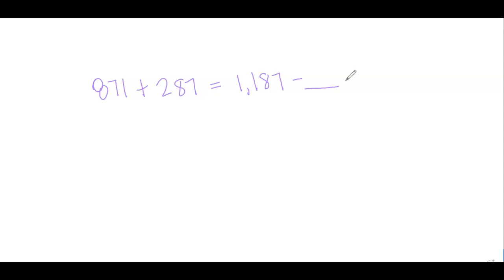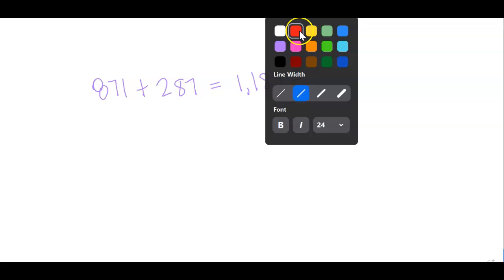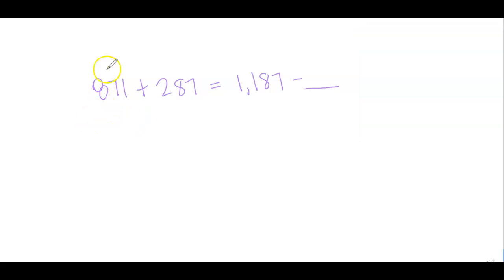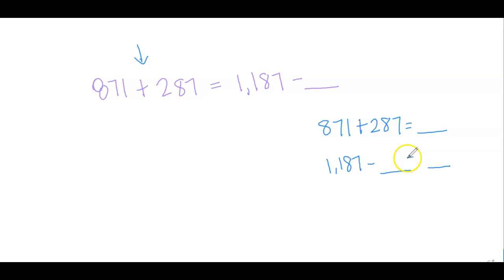So what do we know? That's the first thing we need to figure out. What is it that we know? We see this side has a complete equation. So we're going to need to figure this one out. So we have 871 plus 287 is going to equal something that is going to be the same as this one. So this is 1187. Subtract a number, and it's going to equal, remember, this one and this one are the same. Okay, so let's figure that out.